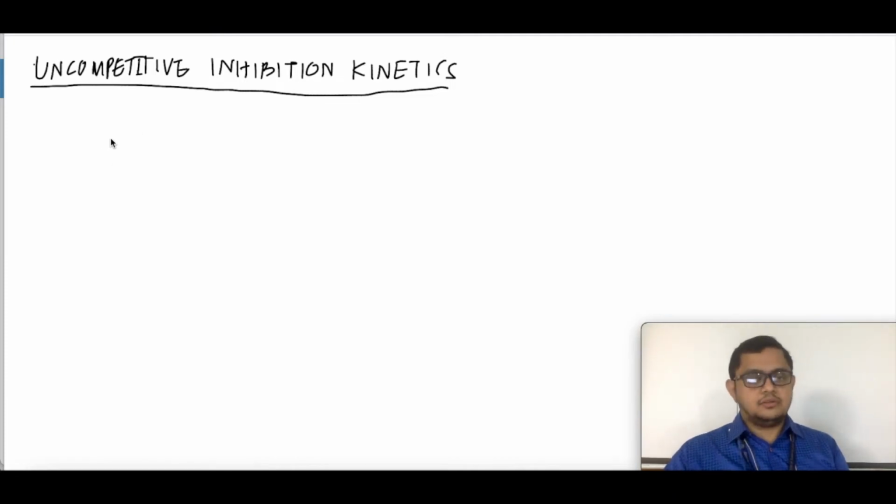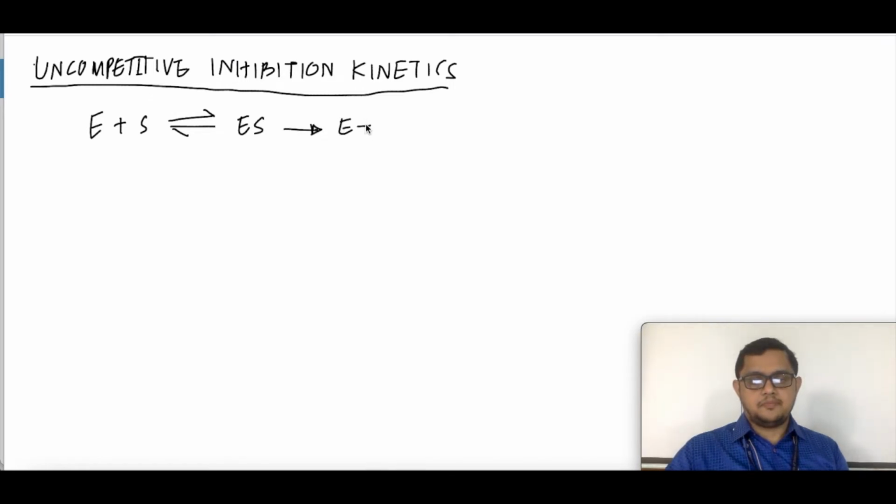To explain this, I will write the enzymatic reaction. Generally, in kinetics we use the single substrate reaction to explain. So, this is the enzymatic reaction, with K1 and the others as rate constants. So, what is an uncompetitive inhibitor?